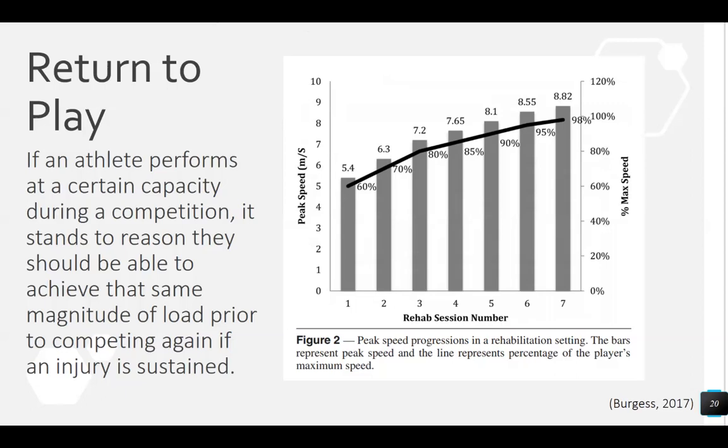We get further away from the injury on the right side, and we can see that that athlete is getting pretty close to what their max speed was prior to that injury. So just another way that we can take a look at the external load on the athlete and what that looks like as they get back on the field of play.